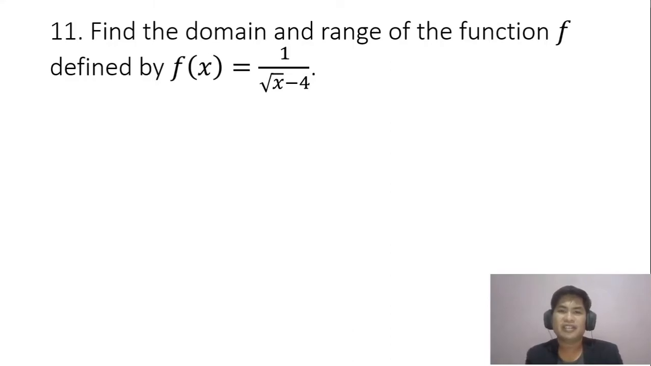Hi everyone, so let's have problem number 11. So this is about the domain and range of a function. Find the domain and range of the function f defined by f of x is equal to 1 over square root of x minus 4.